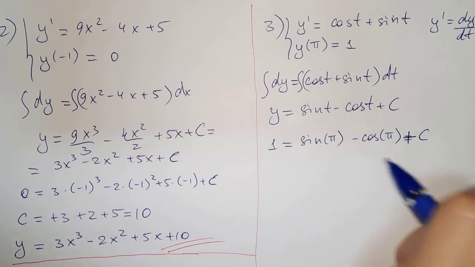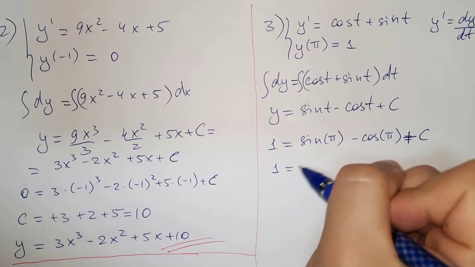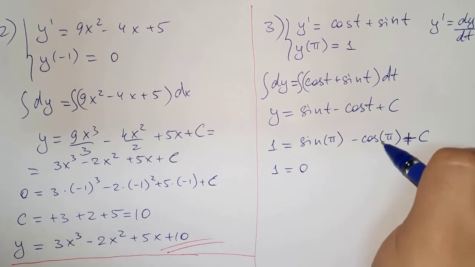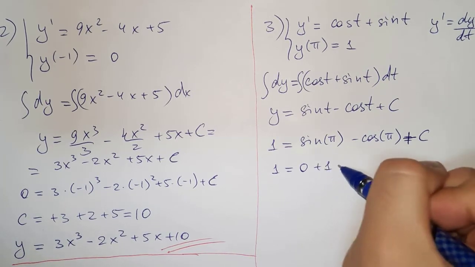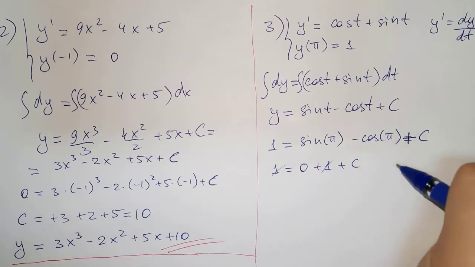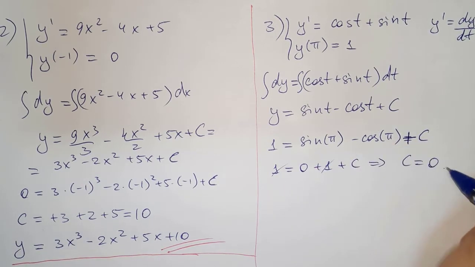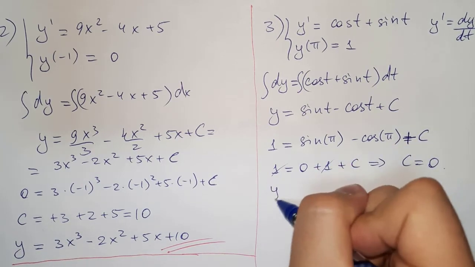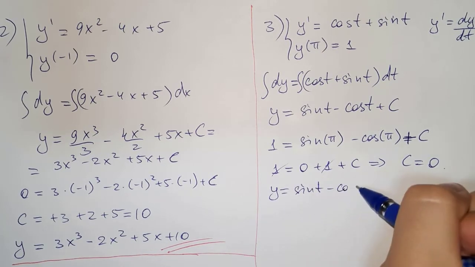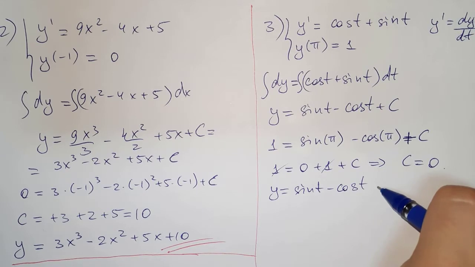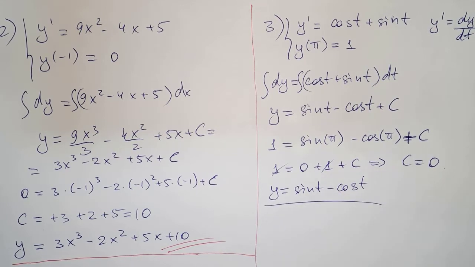Okay, so now sine pi is 0 and cosine pi is minus 1. With this minus, it will be plus 1 plus c. They cancel, and hence c is 0. So the solution is sine t minus cosine t plus 0. That's it.